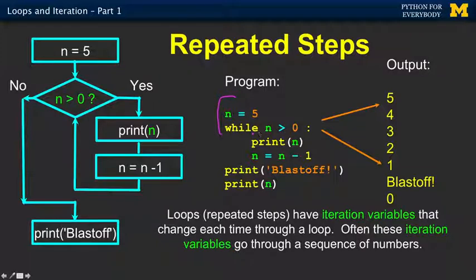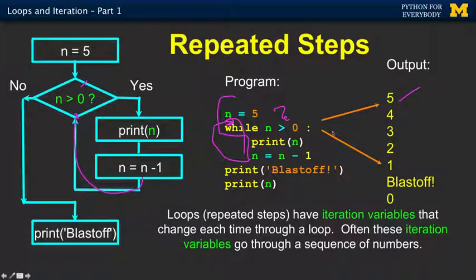So if it's true, in this case n is 5, so it is true, so it runs this. It prints out 5, and then subtracts 1 from n, which makes it 4. But with the while statement, it goes back up again and rechecks the question. And as long as n greater than 0 remains true, it will dive in and do this again. So it dives in and prints out 4.